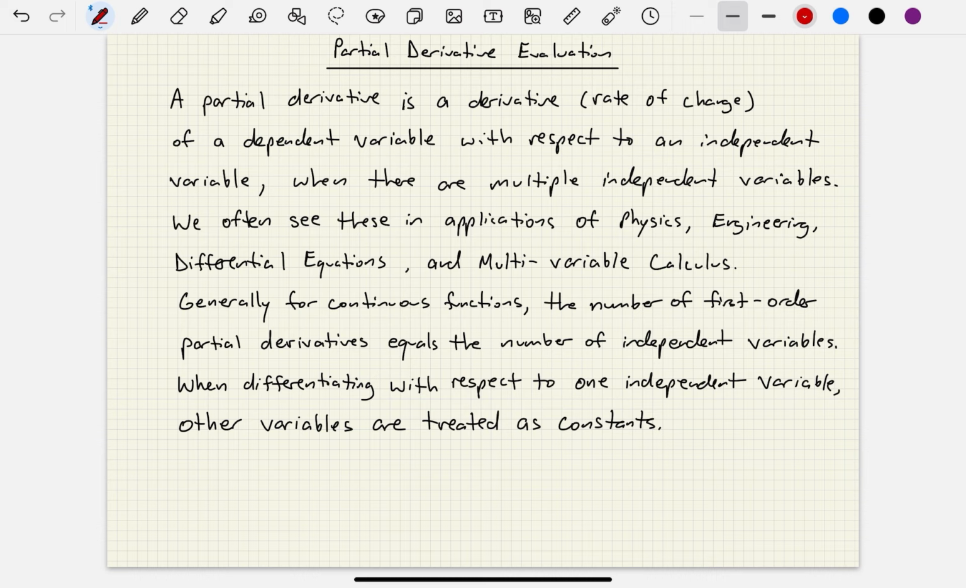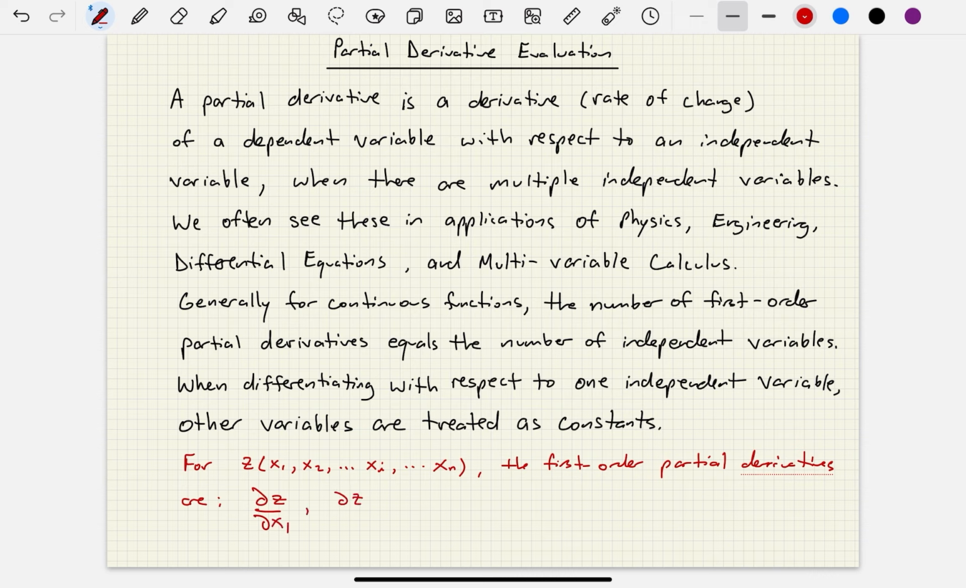So how can we write this kind of mathematically? I'm going to say for a multivariable function, z as a function of maybe x1, x2, x sub i, all the way to x sub n, then the first order partial derivatives are the following: dz dx1, comma, dz dx2, comma, dz dxi, comma, all the way to dz dx sub n.